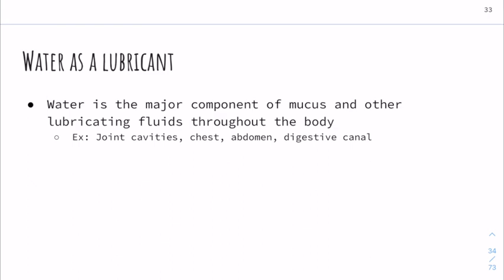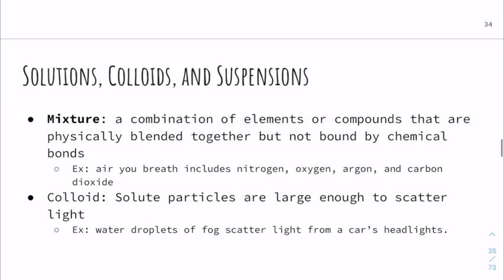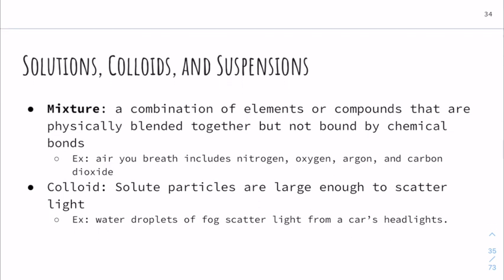So what is a mixture? A mixture is a combination of elements or compounds that are physically blended together but not bound by chemical bonds. So the air you breathe in every day is a mixture of compounds. Nitrogen is not going to bond with oxygen or argon or carbon dioxide. The air you're breathing in is actually a combination of all these different elements together.